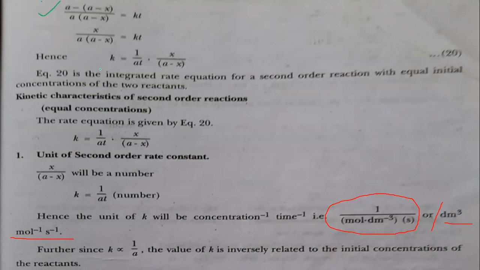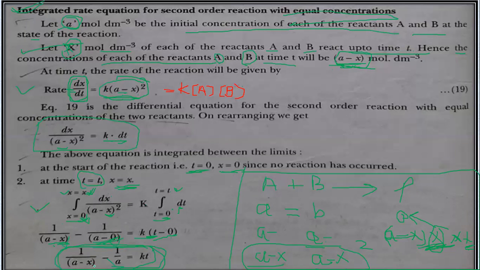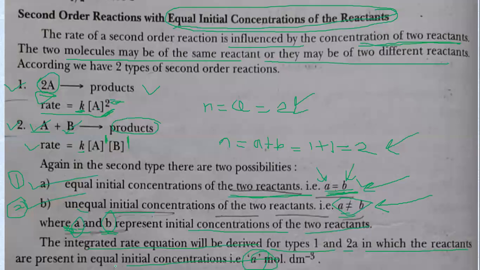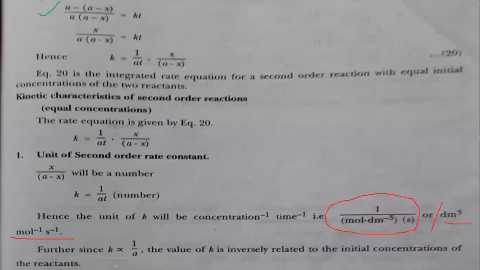See how it has been rearranged, right? I am taking A to this side and A minus X to this side, into A minus X into A. That is very simple rearrangement, you know it very well. You have studied it in the 11th, 12th standard and even in the 8th, 9th and 10th standard. By rearranging, A gets cancelled, so only X is left, and minus minus becomes plus. Therefore X upon A minus X equals KAt.